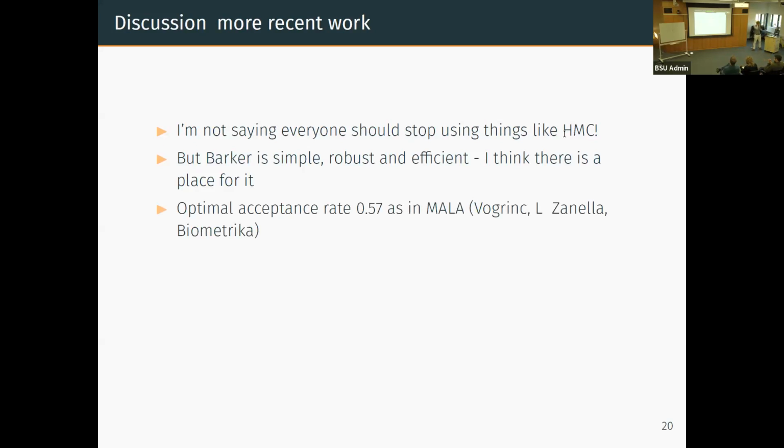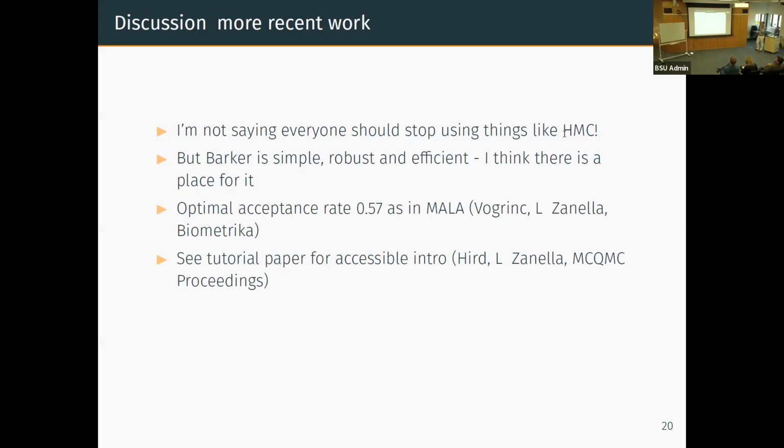We've done some more recent work thinking about optimal acceptance rates, just like in MALA and HMC, and we found that the 57% magic number that's the same as for MALA is also appropriate for this. That was together with Jure Vogrinc and Giacomo Zanella. We also wrote a tutorial paper, called A Fresh Take on Barker Dynamics for MCMC, where we lay out the method in a fairly didactic way. So if you're interested in getting to grips with the algorithm a little bit more, that's probably the first place to look. That's together with my PhD student Max Hird and Giacomo Zanella.